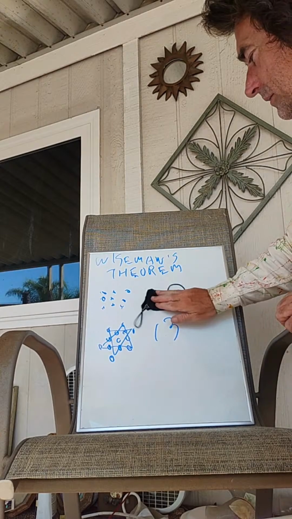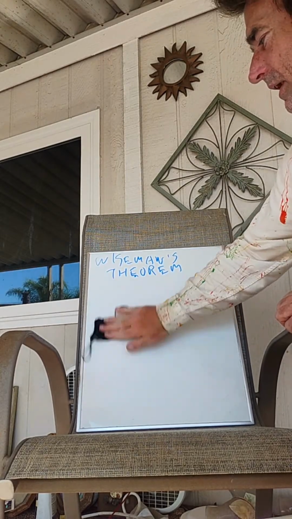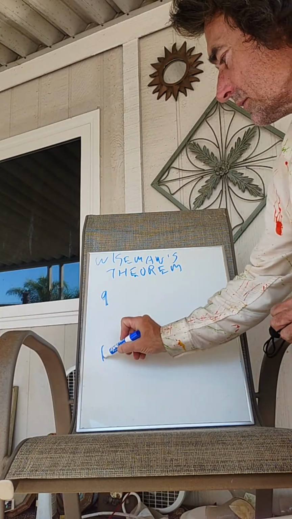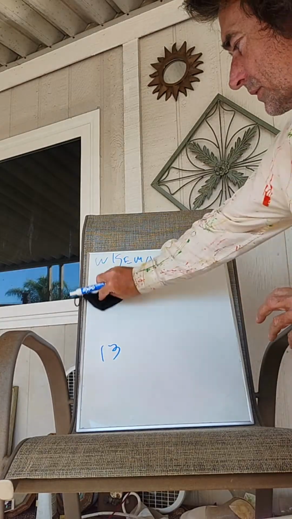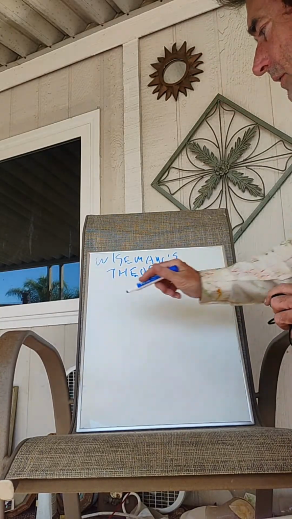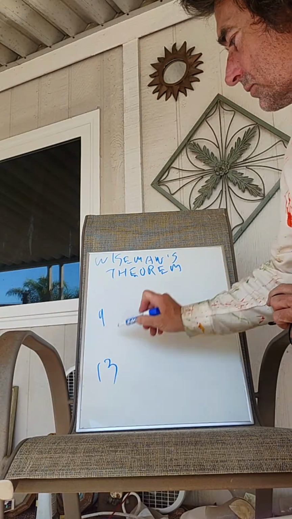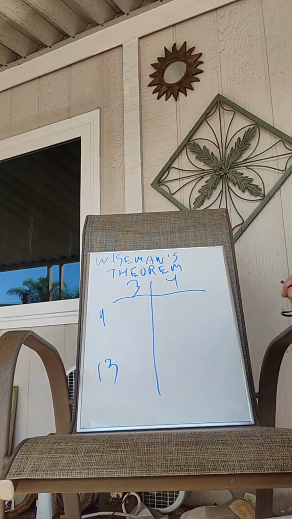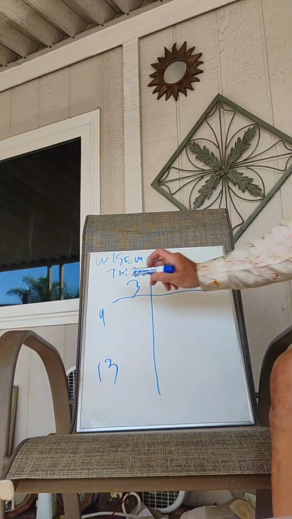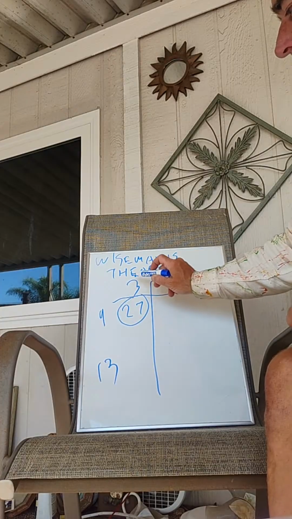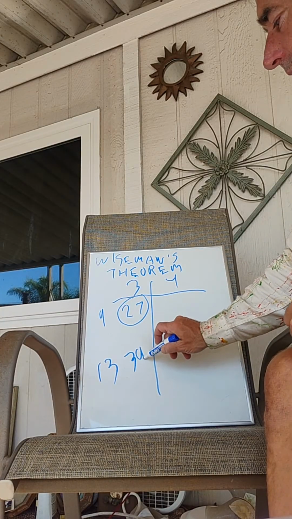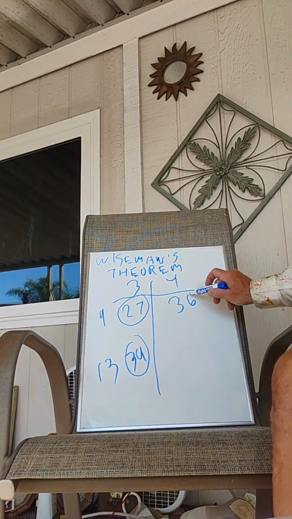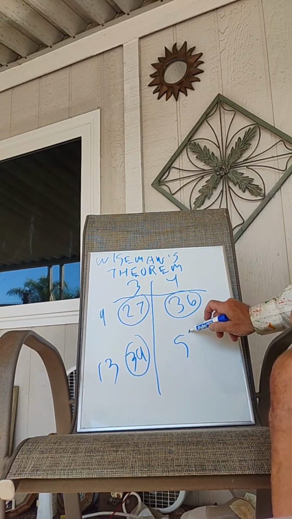So let's start with that and get that out of the way first. Then I took those 2 numbers, 9 and 13. Let me put it down here. 9 and 13. I multiplied them by 3 and 4 in both cases. And what I found was 9 times 3 is 27, 3 times 13 is 39, 4 times 9 is 36, and 4 times 13 is 52.